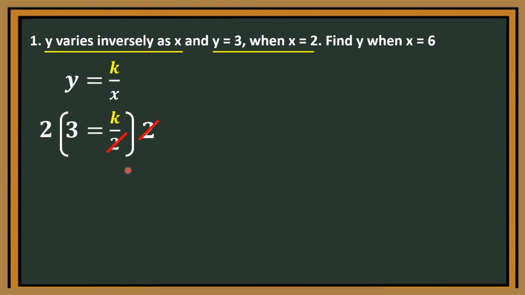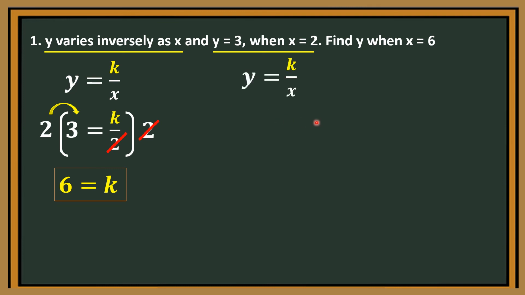Cancel the 2. So on the right side, what remains is k. Then multiply 2 and 3. That is 6. Therefore, k is equal to 6. So since we already have the constant, we can solve now for y. Let us use the original equation of the inverse variation.